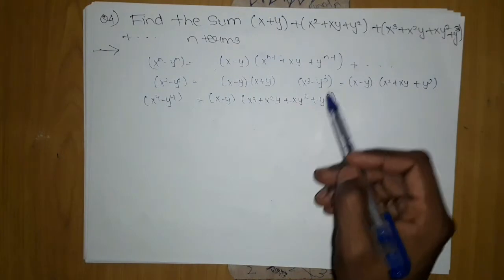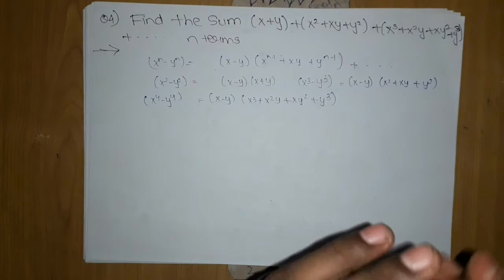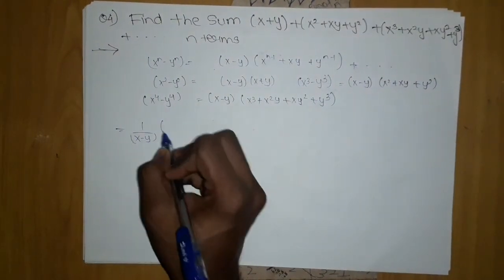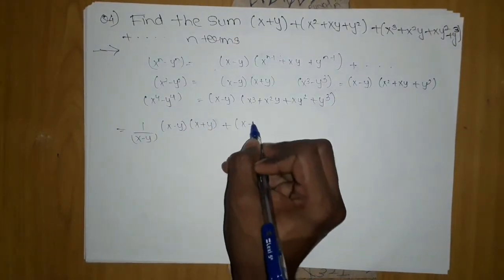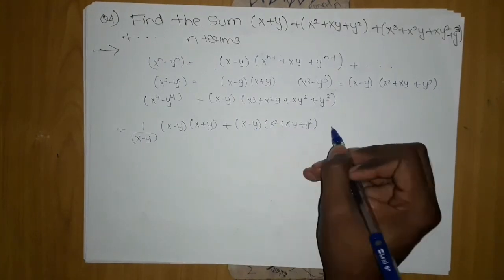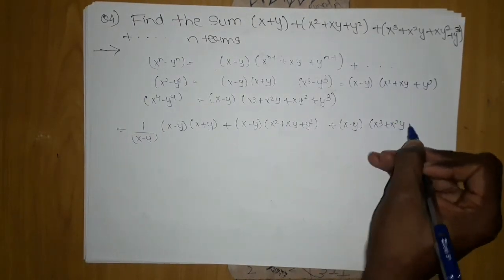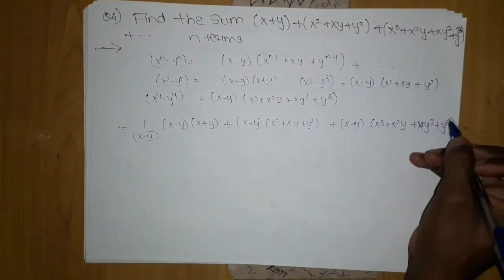Now here all the terms are present. The main thing is we want x minus y, so why don't we multiply and divide by x minus y. So what we have is 1 upon x minus y here, and here it will be x minus y into x plus y. Here it will again have x minus y into x square plus xy plus y square. And here it will again have x minus y into x cube plus x square y plus xy square plus y cube. Don't you agree?